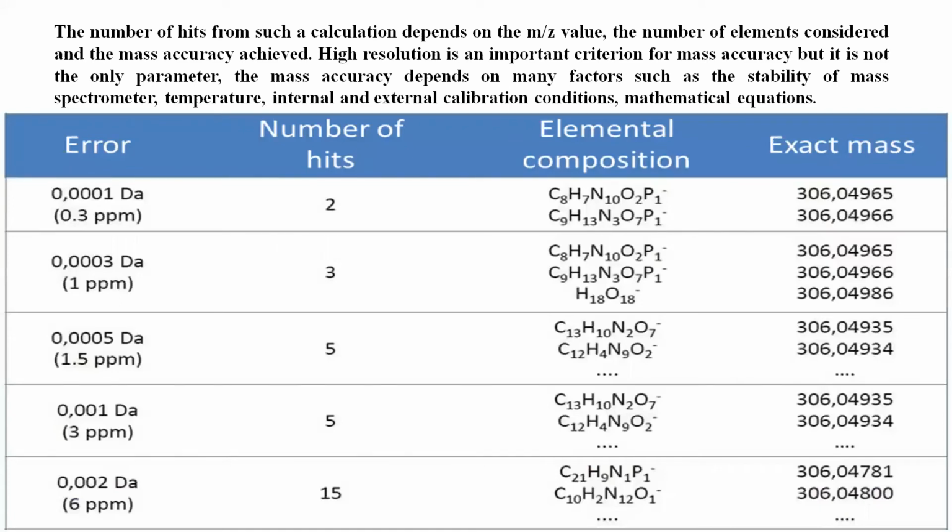The number of hits from such a calculation depends on the m/z value, the number of elements considered, and the mass accuracy achieved. High resolution is an important criterion for mass accuracy, but it is not the only parameter. The mass accuracy depends on many factors such as the stability of the mass spectrometer, temperature, internal and external calibration conditions, and mathematical equations. These are some errors, and this is the number of hits.